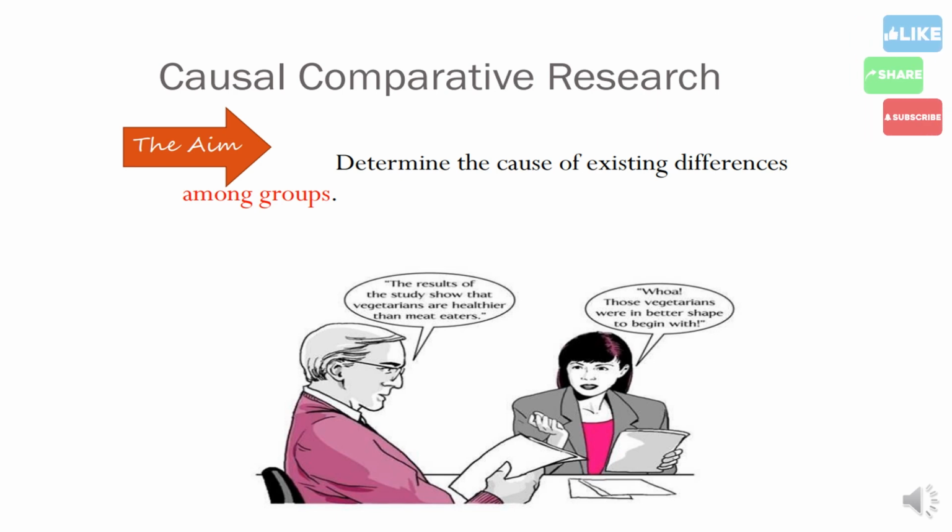The next is causal comparative research. In this, they determine the cause of existing differences. For example, a study shows that vegetarians are healthier than meat eaters, and the second person said that those vegetarians were in better shape to begin with. So this is causal comparative research between two groups of people: one is vegetarian and the second is meat eater.